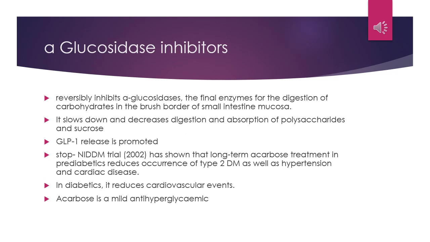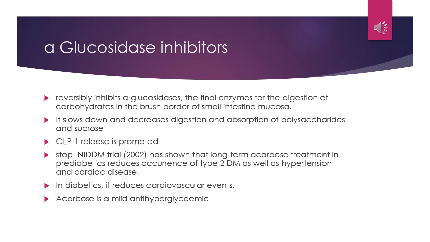Now coming to alpha-glucosidase inhibitors. Examples are acarbose, miglitol, voglibose. They are mild anti-hyperglycemic agents. Alpha-glucosidase inhibitors act on the alpha-glucosidase enzyme. This enzyme is present in the brush border of our small intestine. This enzyme helps in digestion and absorption of polysaccharides and sucrose. So when alpha-glucosidase inhibitors bind reversibly with the enzyme, it slows down and decreases absorption of complex carbohydrate, thereby reducing post-meal blood sugar level.